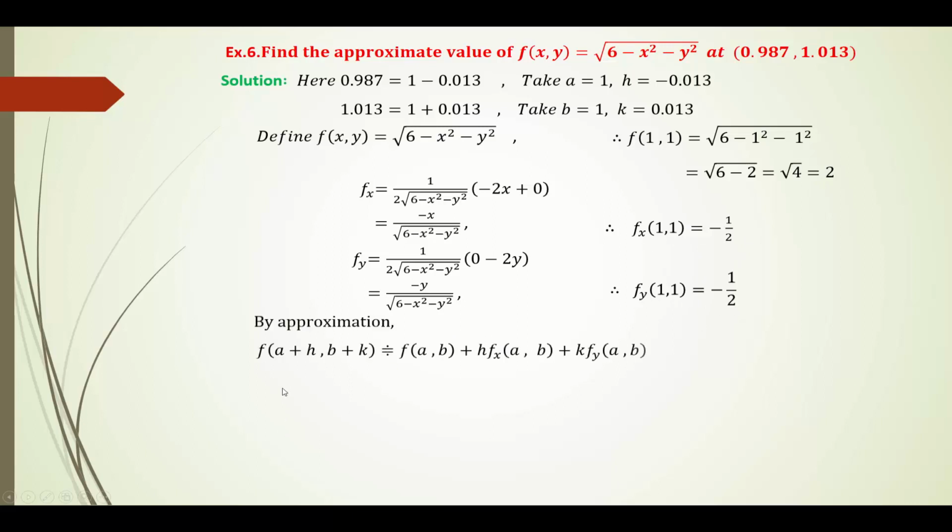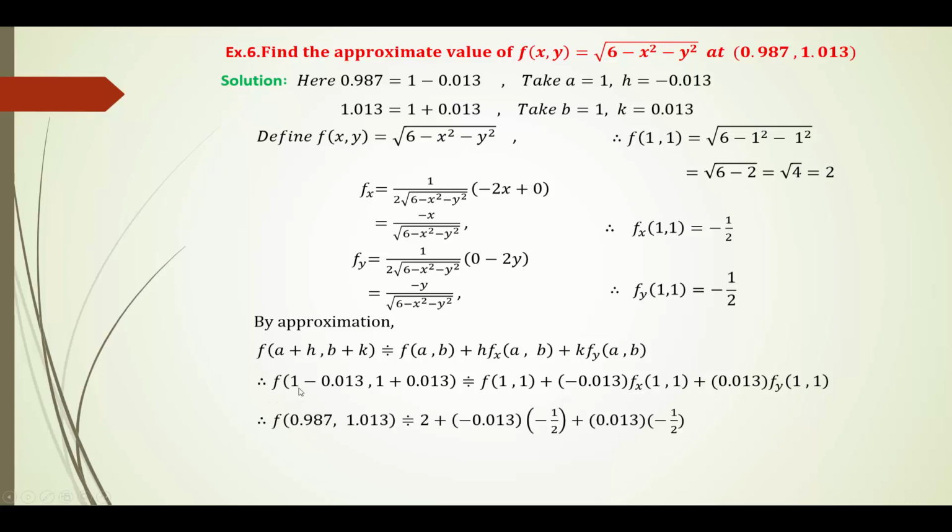Use the formula of approximation. f(a plus h, b plus k) is approximately equal to f(a,b) plus h into fx(a,b) plus k into fy(a,b). Therefore f(1 minus 0.013, 1 plus 0.013), where a is 1, h is minus 0.013, b is 1, k is 0.013, is approximately equal to f(1,1) plus h, minus 0.013, into fx(1,1) plus k, 0.013, into fy(1,1).